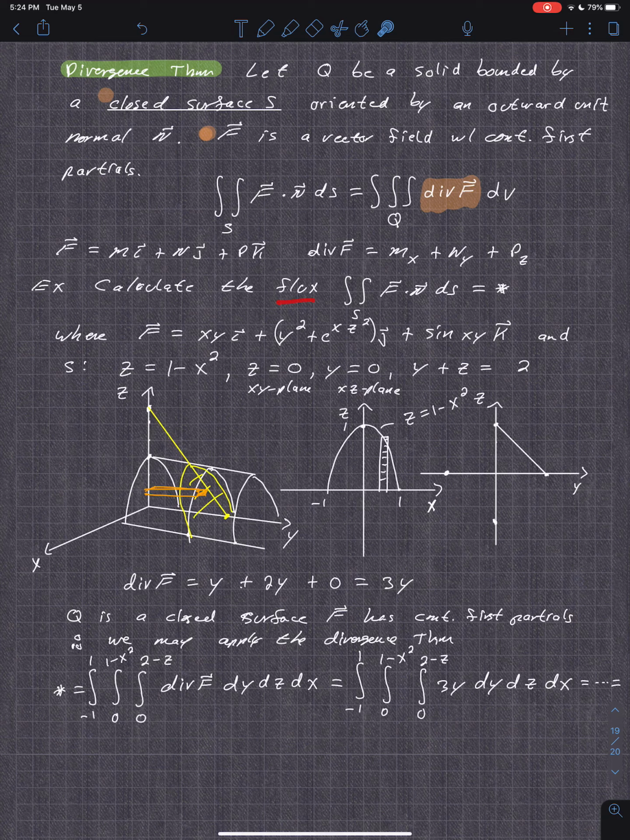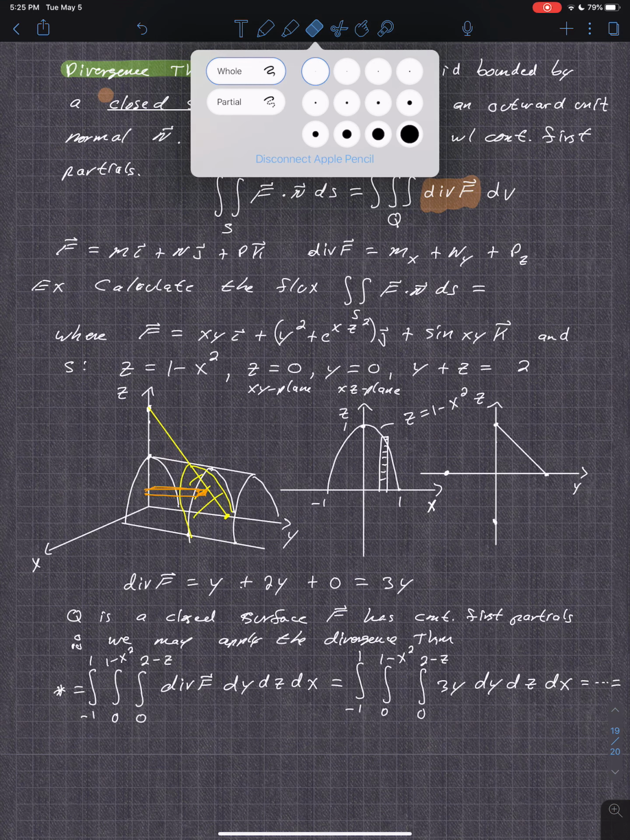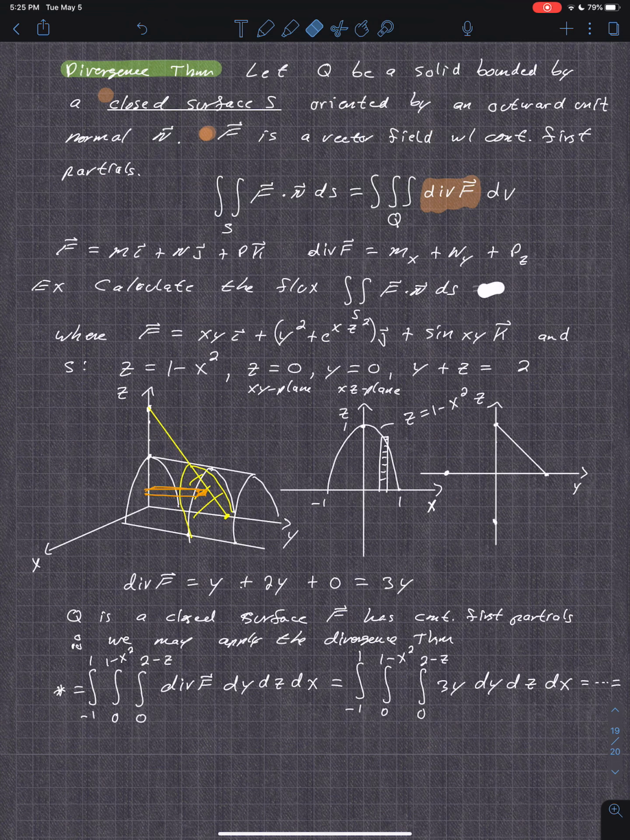So let's look at this example. Calculate the flux, f dot n dS. Okay, and this at first really shouldn't be here. Let me get rid of that. Okay, so calculate the flux like that, where f is given to be this entire thing, and S is this surface, which I have sketched below. z equals 1 minus x squared, z equals 0, and y plus z equals 2.